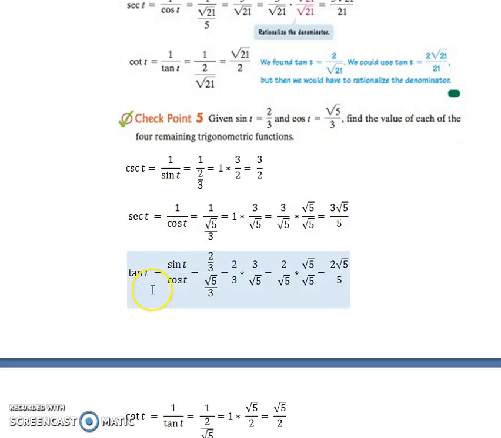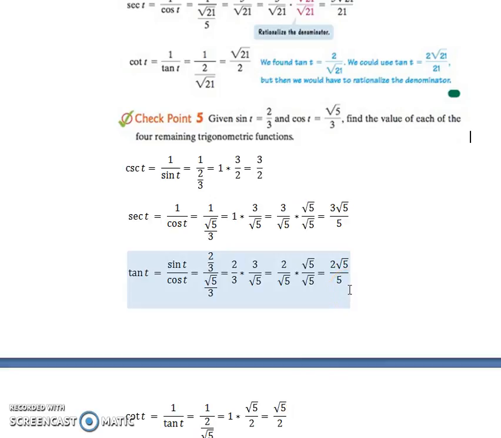Remember that tangent is sine over cosine. So 2/3 over square root of 5 over 3. Multiply by the reciprocal, the 3's drop out. That won't always happen, sometimes, but not always. So we have 2 over the square root of 5. We have to rationalize that, so 2 square root of 5 over 5.